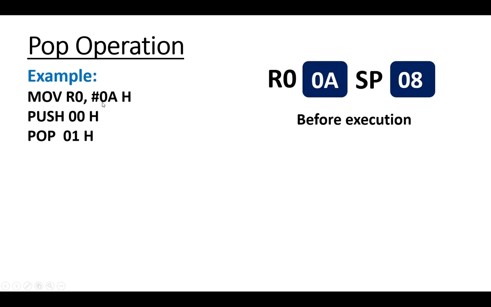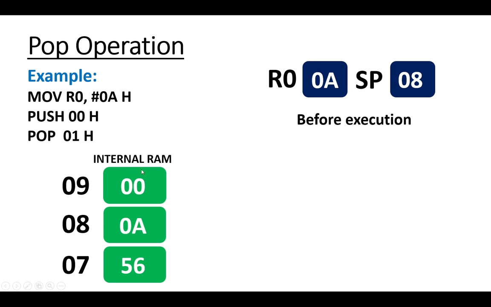So let's take an example over here. Let's continue with the previous example. We have loaded R0 with 0A, then we have pushed the content of R0 register onto the stack. Now we want to pop that data into the 01 memory location, which is the indirect address, which is the address of R1. So before the execution, R0 has 0A and SP is 08, and this is the status of the internal RAM. As you can see in the previous example, 0A is pushed onto the stack, and now SP is pointing to the 08 memory location.